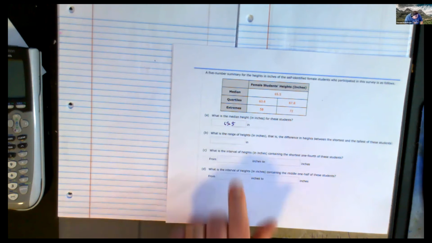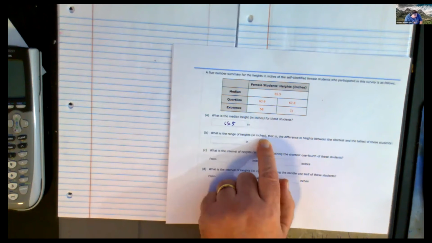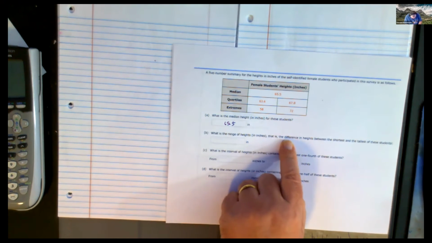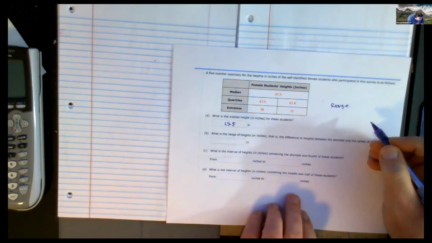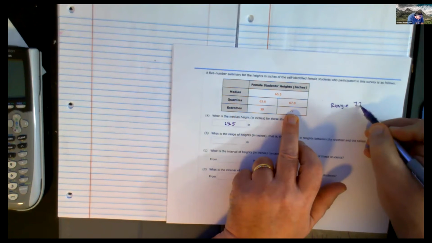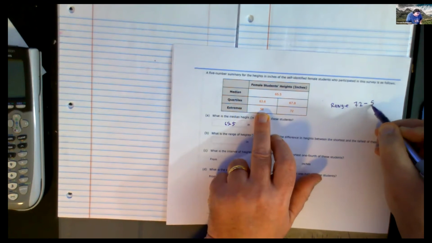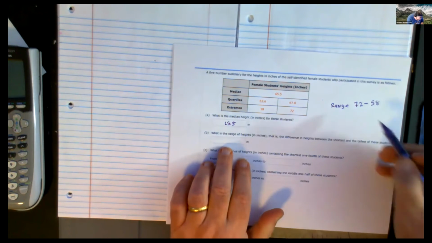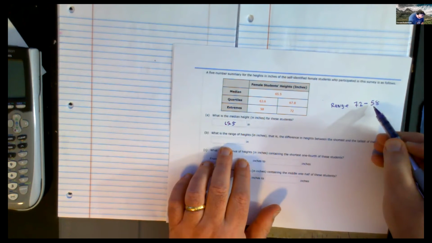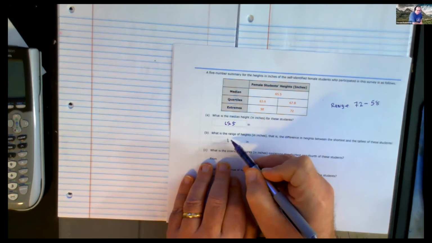Now, there's a word here that we haven't got to, so it's a good time to talk about it. What range in heights in inches? That is the difference between the shortest and the tallest of these students. So they're telling you this guy called range. Well, if you take the tallest one, she was 72, and you subtract the shorter one, she was 58, that's the range. And I believe that's 14. Which actually isn't that big a range. I think if you got a whole load of women or men, you'd probably get more than a foot difference, I would suspect. Now, the next one.